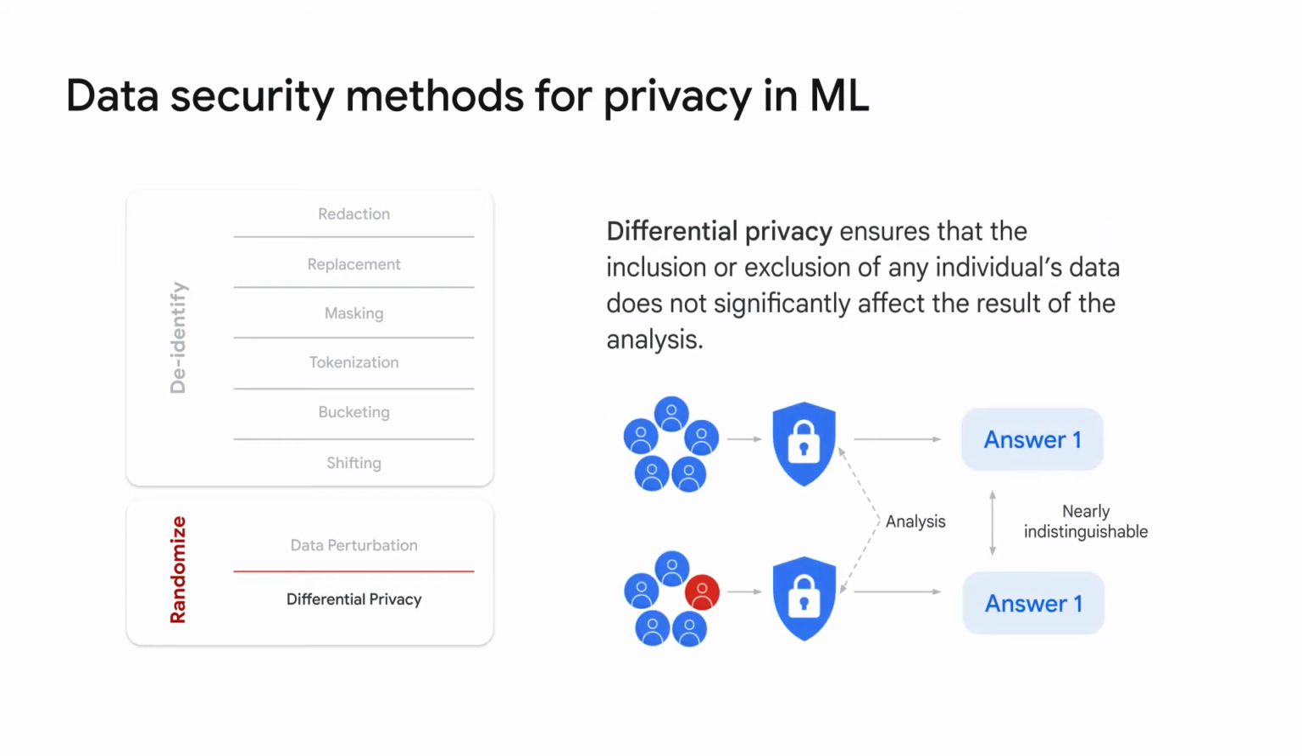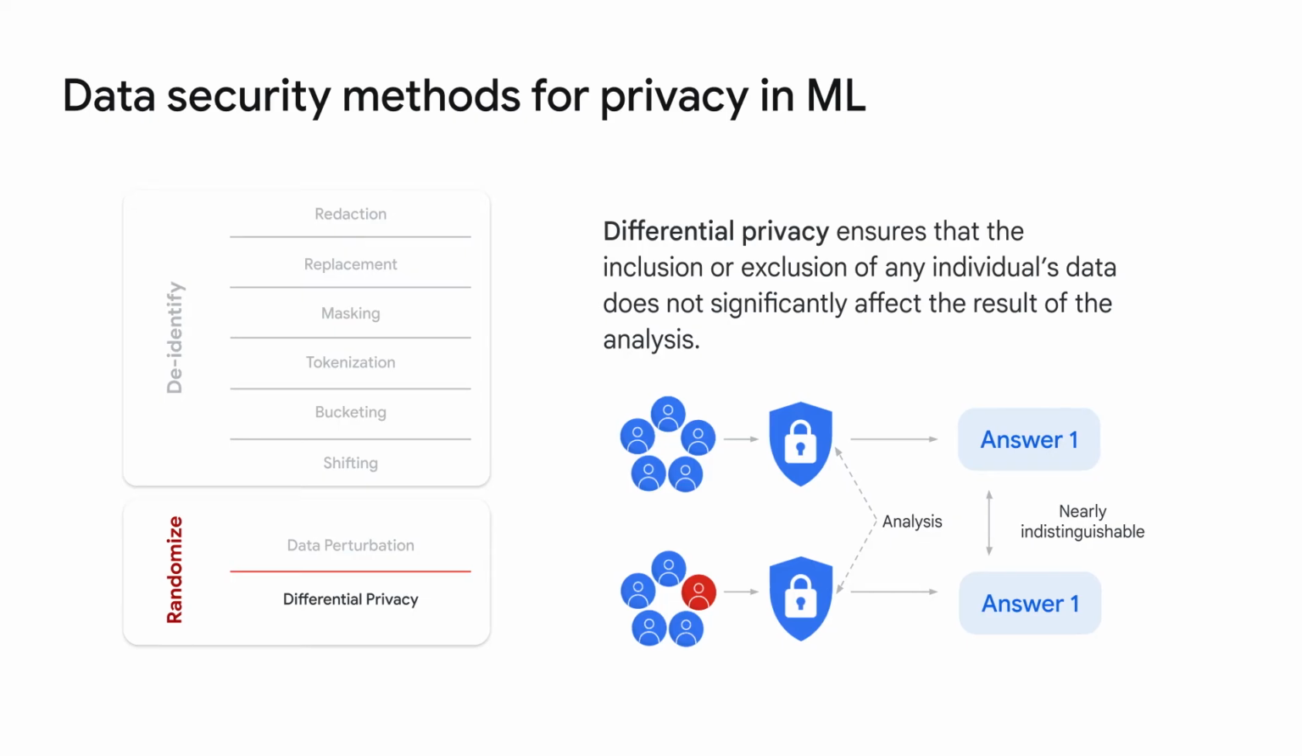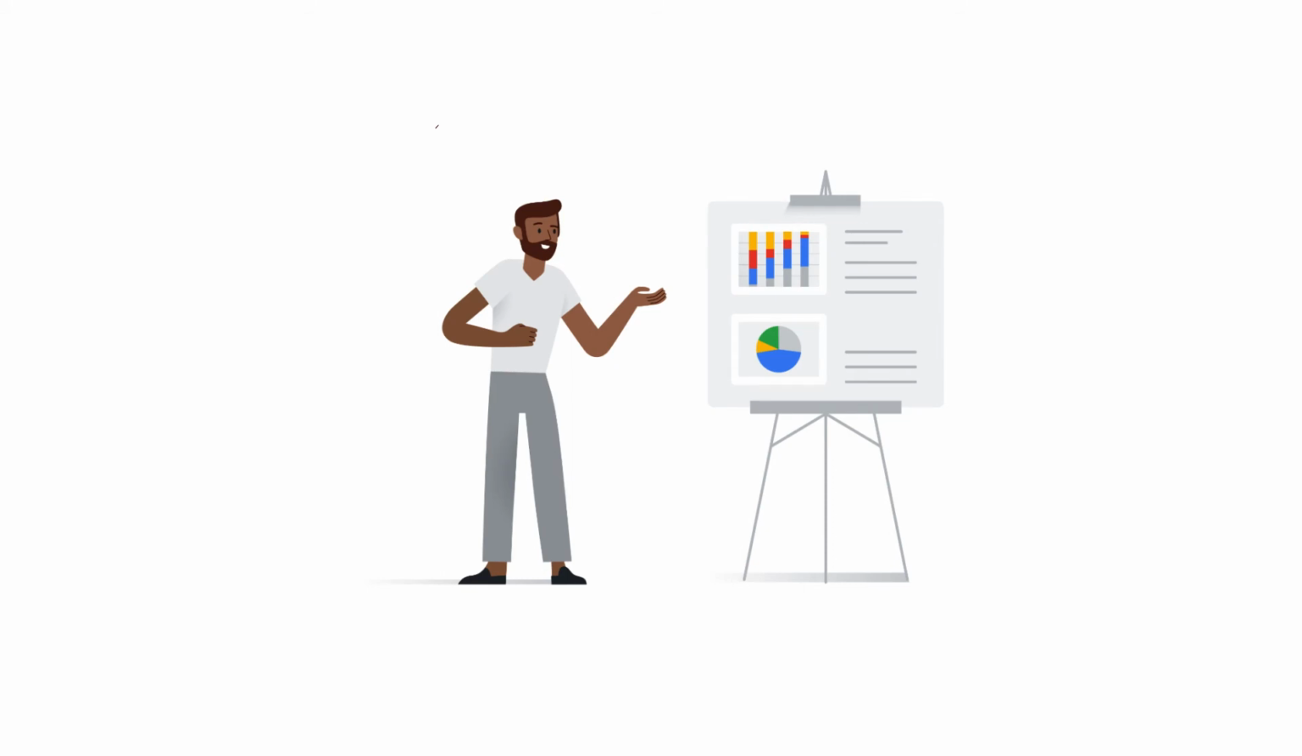Differential privacy ensures that the inclusion or exclusion of any individual's data does not significantly affect the output or result of the analysis. This is particularly useful when you want to share data or allow inferences about groups of people while preventing someone from learning information about an individual. It is referred to as a rigorous approach since it provides strong provable privacy guarantees. Let's take a look at an example of applying differential privacy.